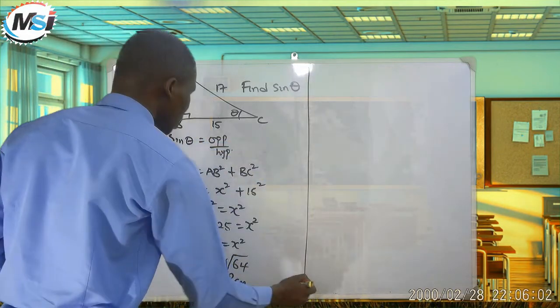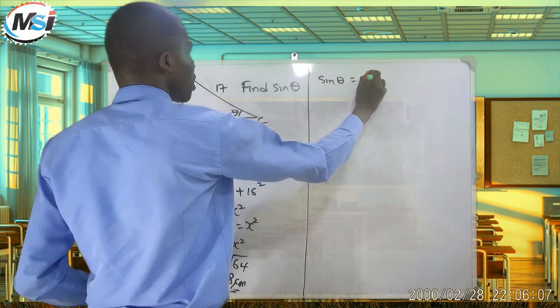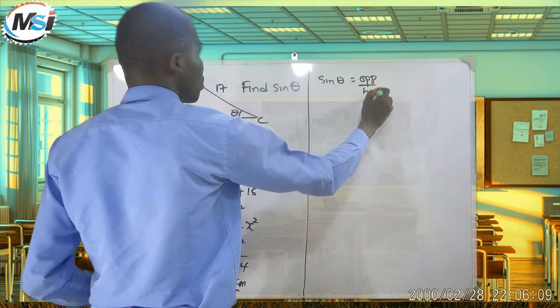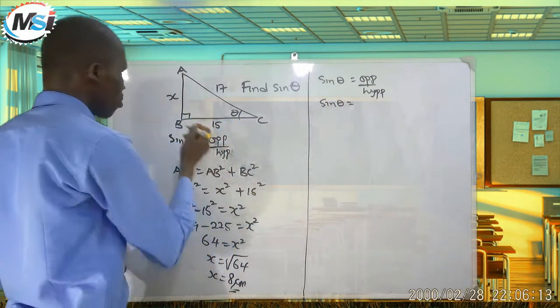Now let's find sine theta. Sine theta equals opposite all over hypotenuse. So sine theta will give us, what is opposite? 8.